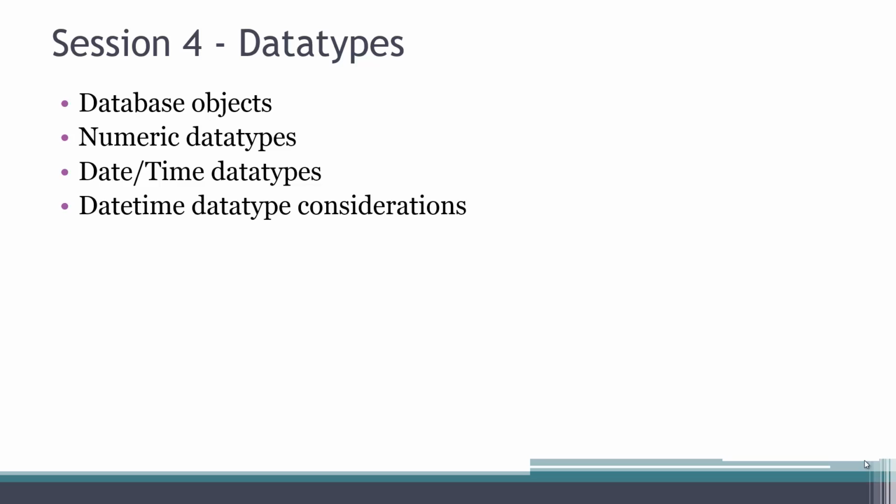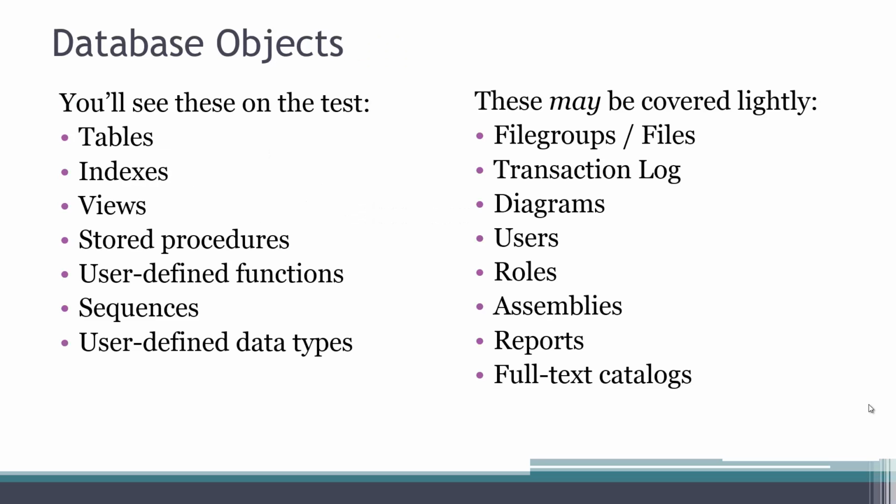So let's start by talking about some of the database objects. What you see here is a list of objects in both these columns that reside inside of a database. These are scoped to a database. On the left side, I've got the objects that you'll see on the 7461 test. And on the right, objects that you probably won't see. I've indicated these may be covered lightly, and I put that in there as kind of a disclaimer that there may be a question that shows up that deals with these in one way or another, but it's not going to be the main focus of any of the questions that are on the test or on the exam.